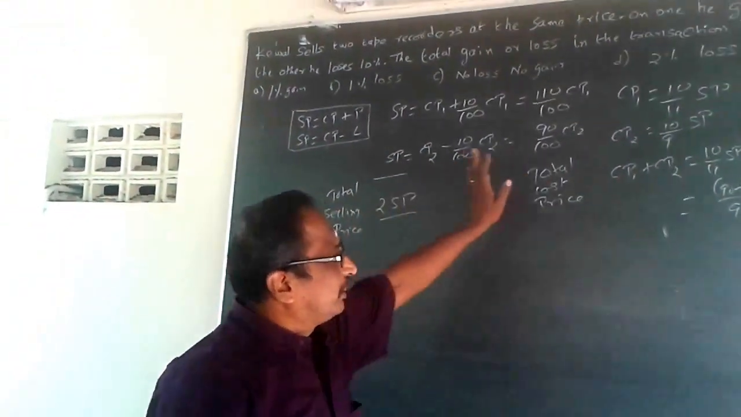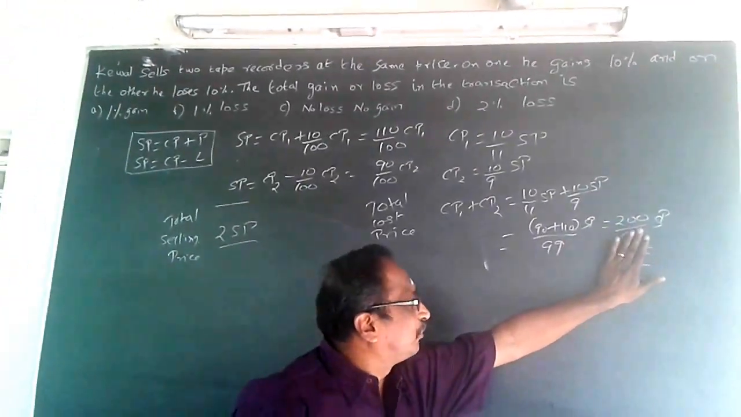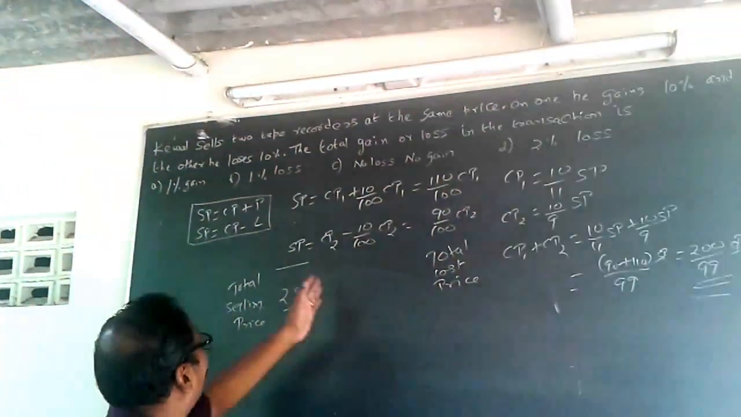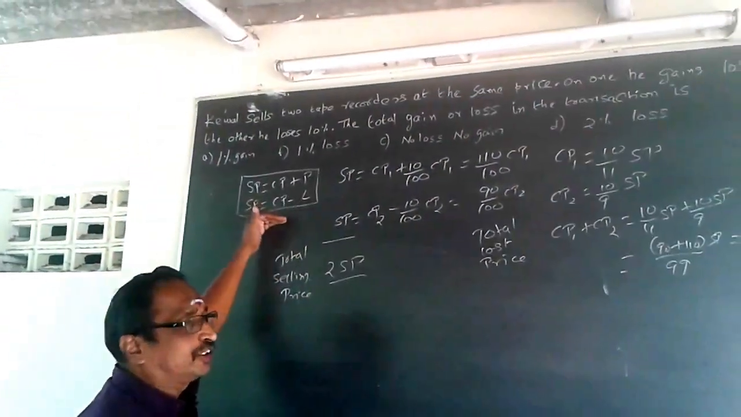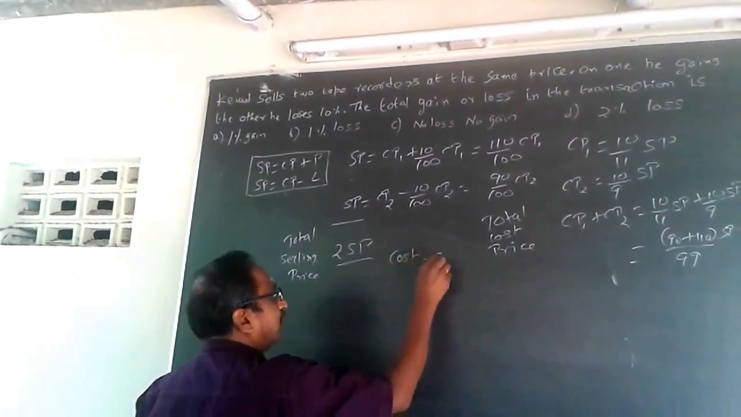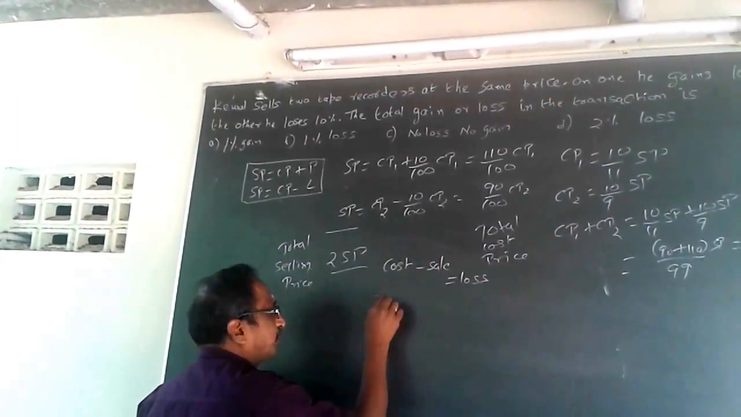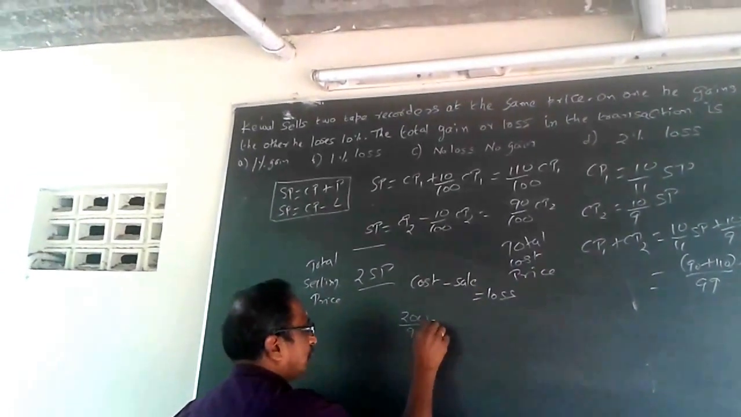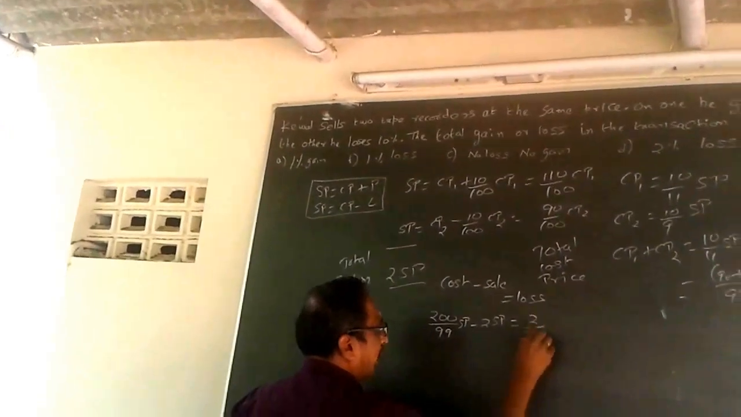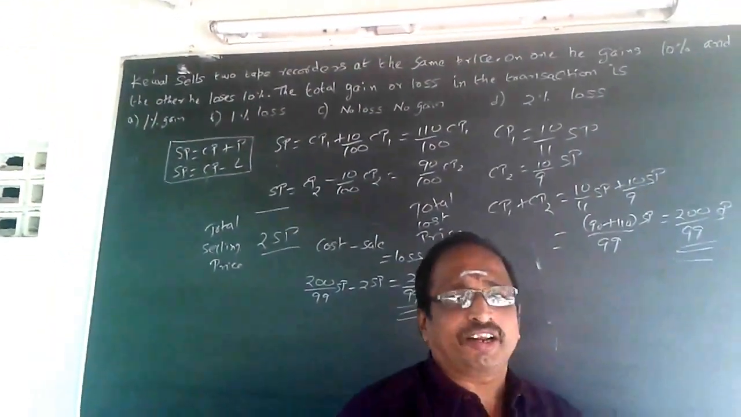When you see here, the cost price is definitely more than the selling price, because 200 by 99 is more than 2. So my cost price is more than my selling price. When my cost price is more, I am incurring a loss. So cost minus sale will be equal to loss. Now cost is 200 by 99 SP minus 2 SP, which will be equal to 2 by 99 SP. See, the 2 by 99 SP is the loss value and not the loss percentage.